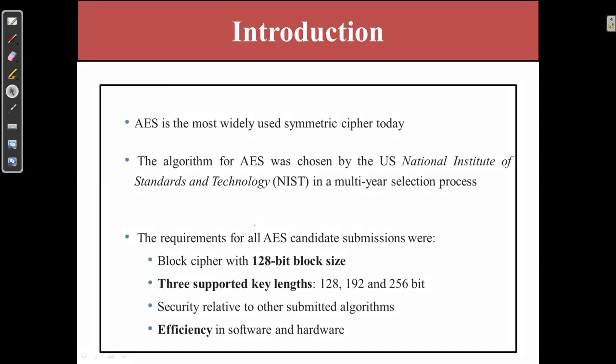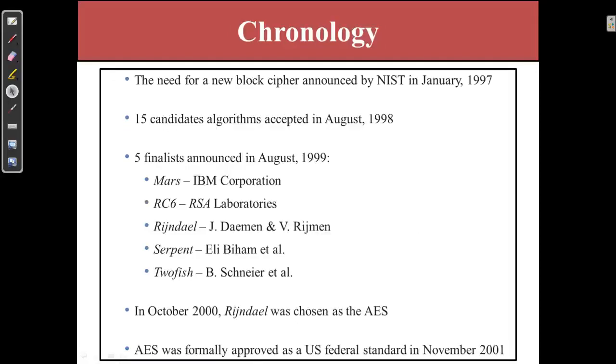AES is the most widely used symmetric cipher today. The algorithm AES was chosen by the US National Institute of Standards and Technology (NIST) in a multi-year selection process. The requirements generated by NIST for all AES candidate submissions were: a block cipher with 128-bit block size, three supported key lengths, 128, 192 and 256, security relative to other submitted algorithms, and efficiency in software and hardware.